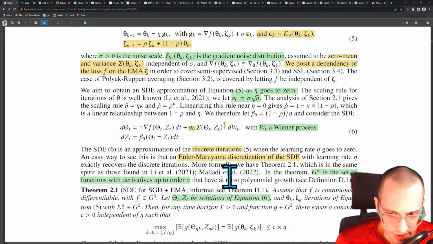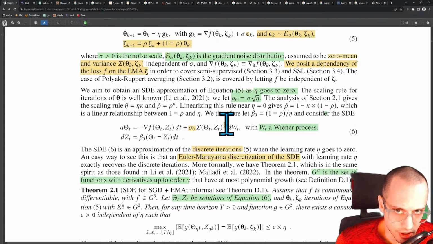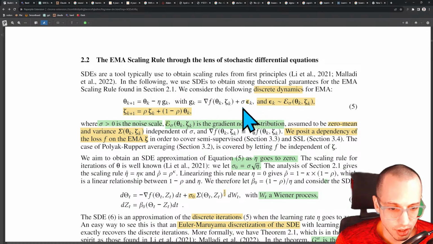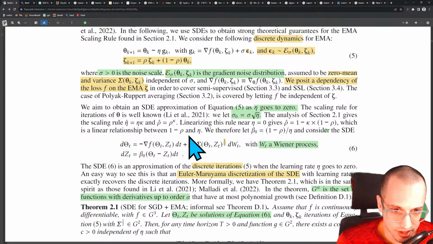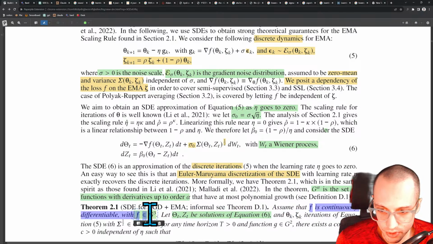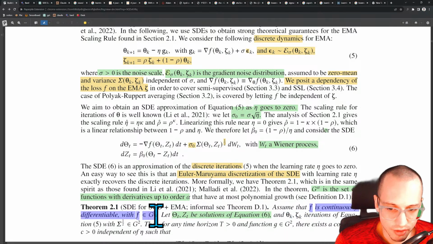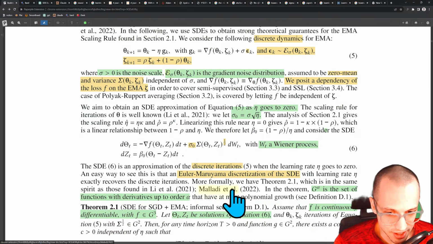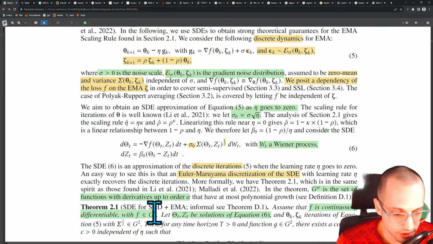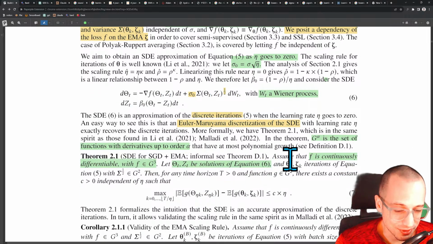Okay, so why are they introducing this set of functions with derivatives up to order alpha? The reason is that we don't know what these solutions are going to be, right? All we have now is that we managed to put our EMA and gradient update into a set of stochastic differential equations. Then we were able to say here are some things we can say about the solutions to those SDEs, and we're going to assume that F is continuously differentiable with F in this set. So whatever our function is, which is our neural net, is going to be a solution to this SDE, and that solution is going to be in the set of functions with derivatives up to order alpha, and the order alpha is 3. So a little bit of a mouthful for sure. Okay.